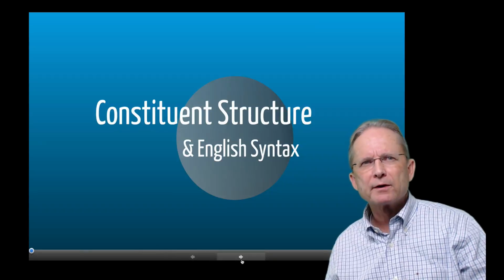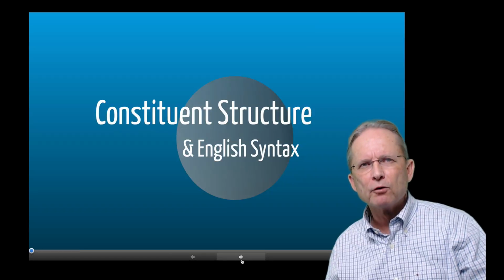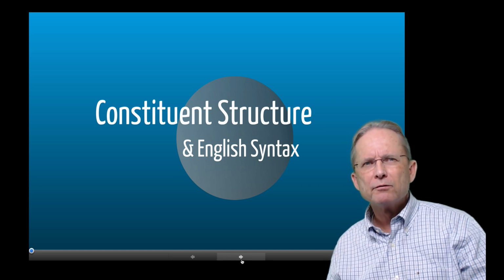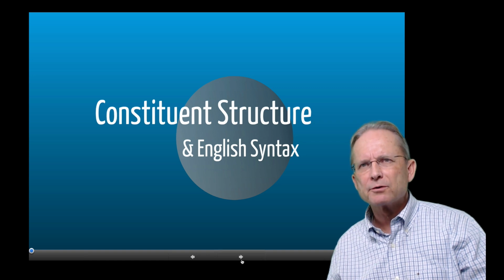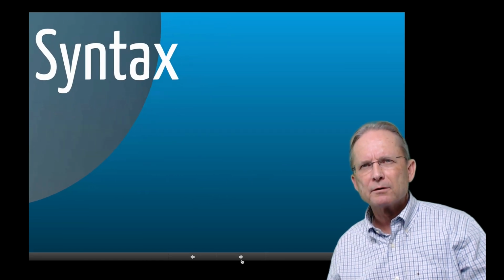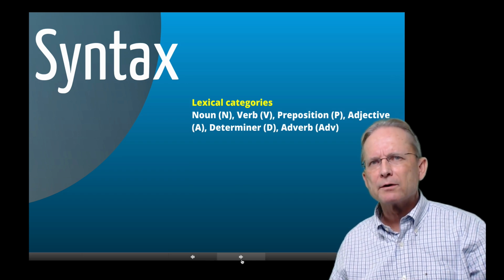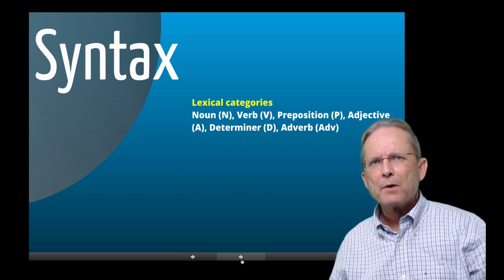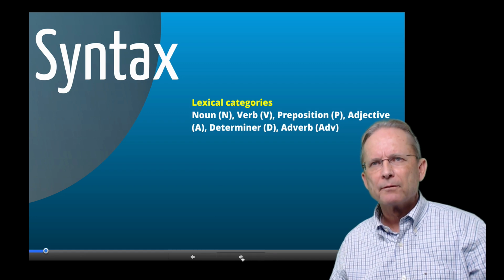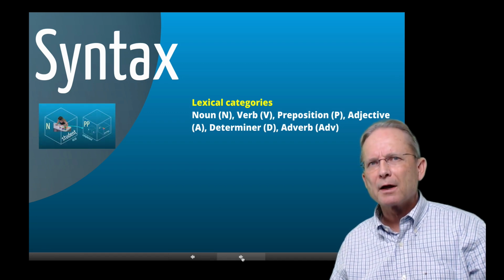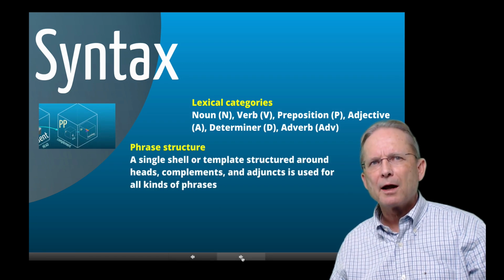What I want to do in this clip is give a quick overview of some of the foundational concepts of the standard generative theory of phrase structure, with a view to justifying the following basic assumptions. First, all kinds of phrases are structured around lexical categories such as noun, verb, preposition, and determiner, and such notions as head, complement, and adjunct.